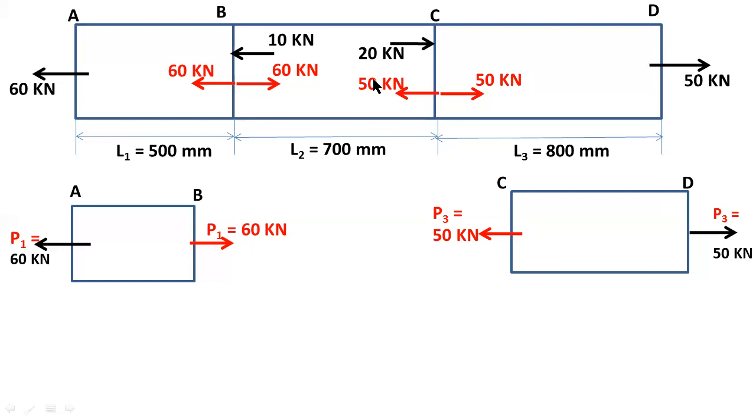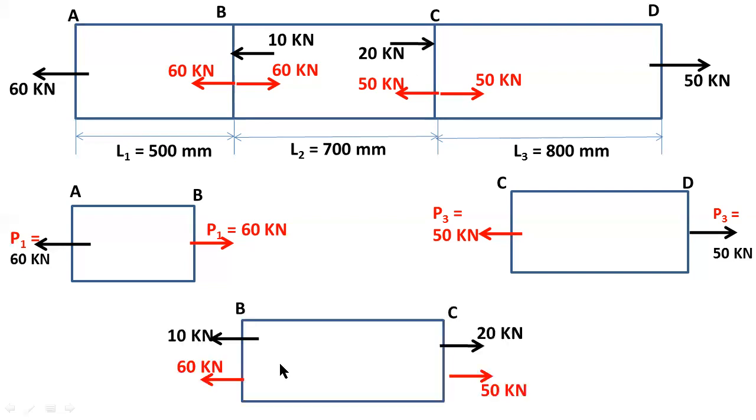Now you have to consider this middle section as section 2. Here the loads acting at point B are 10 kilonewtons and 60 kilonewtons, 60. This right side 60 kilonewtons we already considered for bar AB. So the remaining two forces are the left side 10 kilonewtons and the left side 60 kilonewtons.